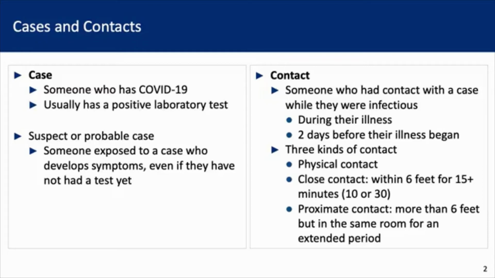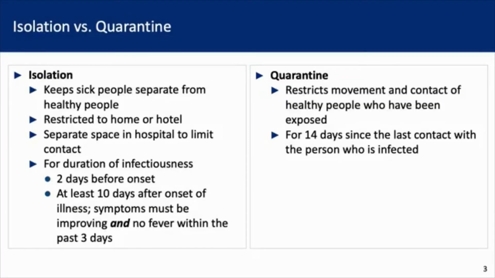Now let's define what we mean by isolation versus quarantine. Both of these terms mean that someone is going to distance themselves from other people. Someone is going to stop having contact with other people. But they mean slightly different things, so let's be clear about these.